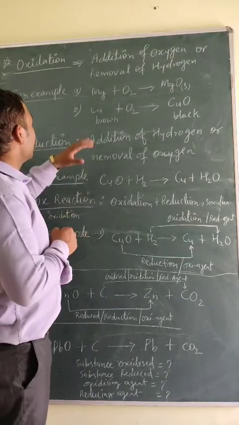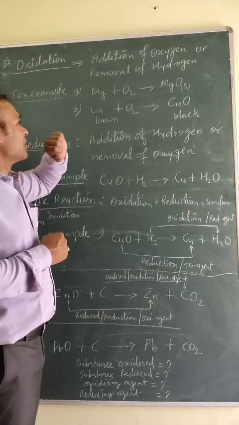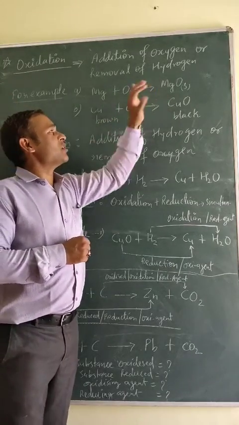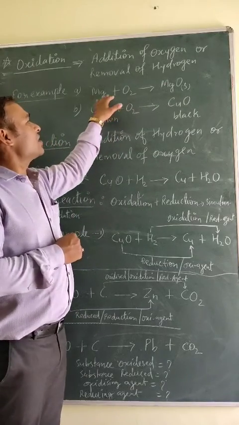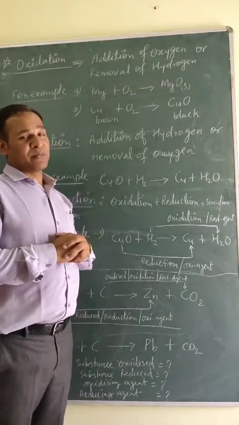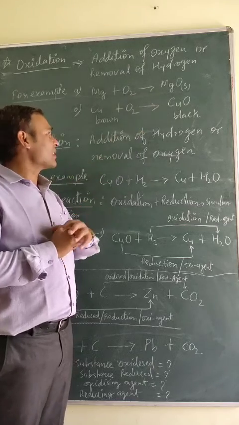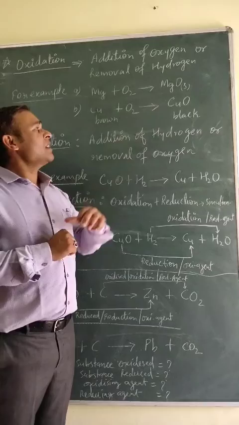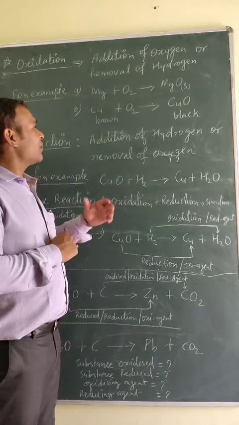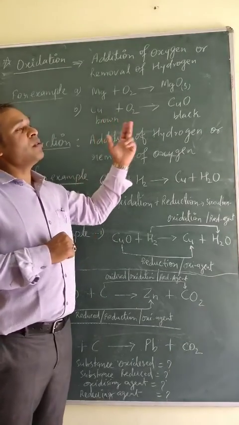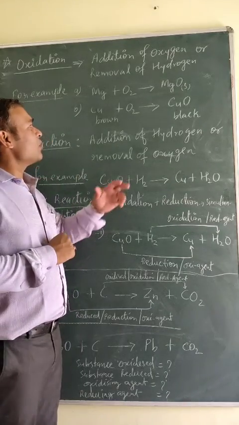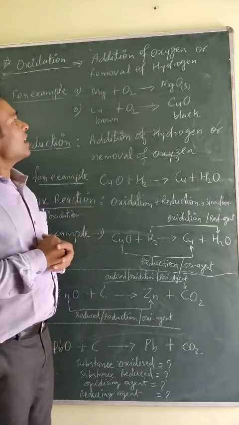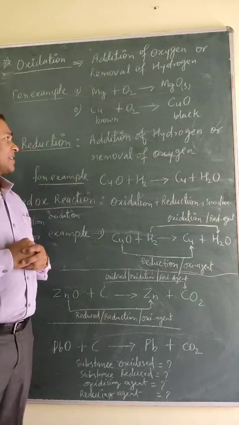For example, here you can see the burning of magnesium ribbon. Magnesium reacts with oxygen and forms magnesium oxide. Simply, oxygen is added to the magnesium, right, forming magnesium oxide. Similarly, copper reacts with oxygen and forms copper oxide. Here the color of the copper turns from brown to black. Clear? Simply, you can see the addition of oxygen is taking place, so it is a kind of oxidation reaction.